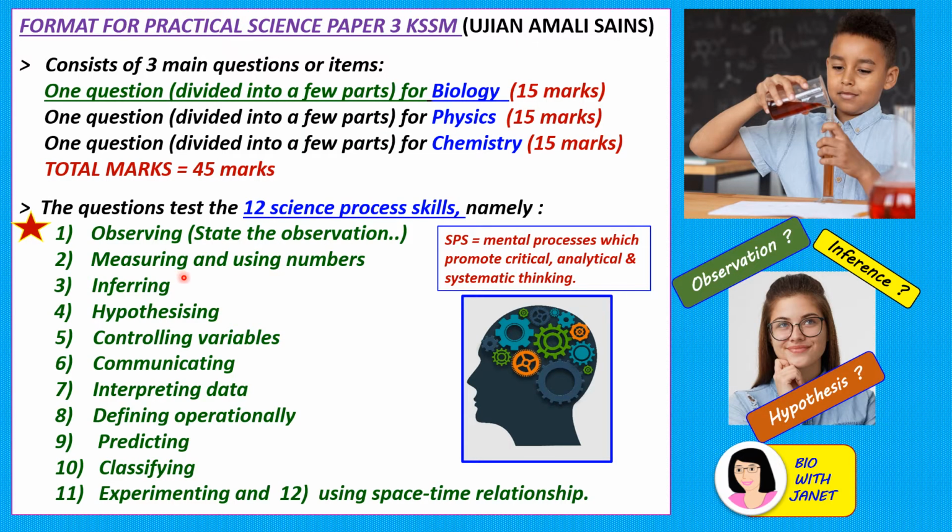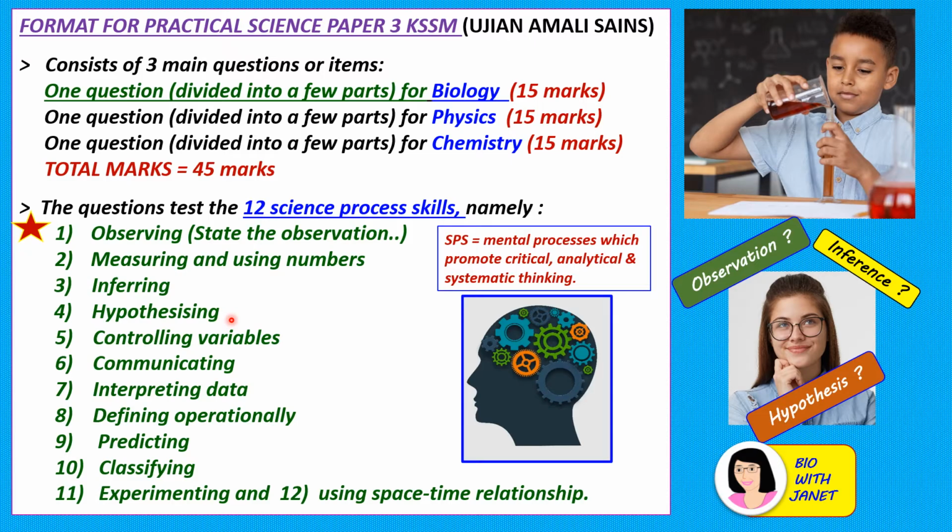And then the second skill is measuring and using numbers. As you are carrying out the experiment, you'll be measuring the volume of water, weighing something to get the mass of a sample of food and so forth. Then inferring. In the question paper, it will be: state the inference for the observation, which is actually an explanation or the reason for the observation. We'll come to that in a short while, and this is the important part that you have to train yourself to be able to do, to carry out these skills.